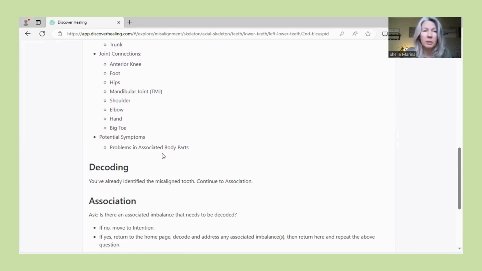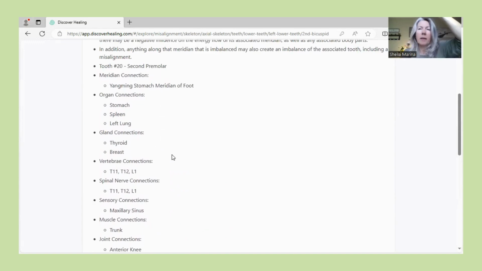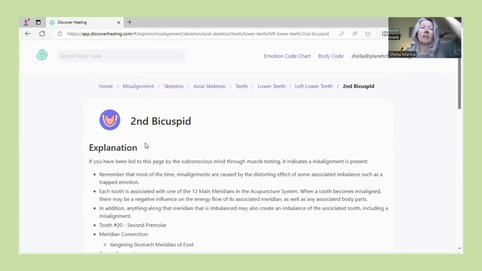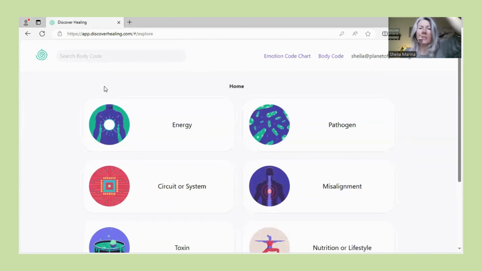So potential symptoms are problems in the associated body parts. So let's find out here. Is there anything else that's associated with this for Gus, this bicuspid tooth? Yes. And so we're going to head on back to the body code now to find out what the associated imbalance is. And this associated imbalance, is it on the left side of the chart? Yes, on the left side of the chart, it's in the energy section.